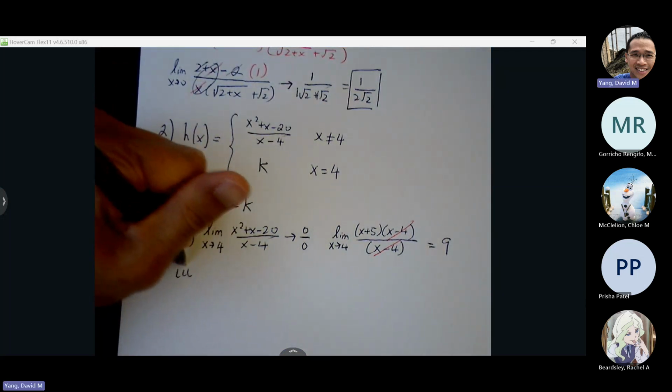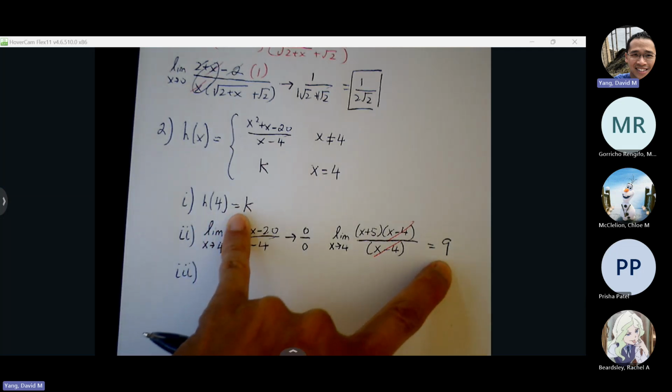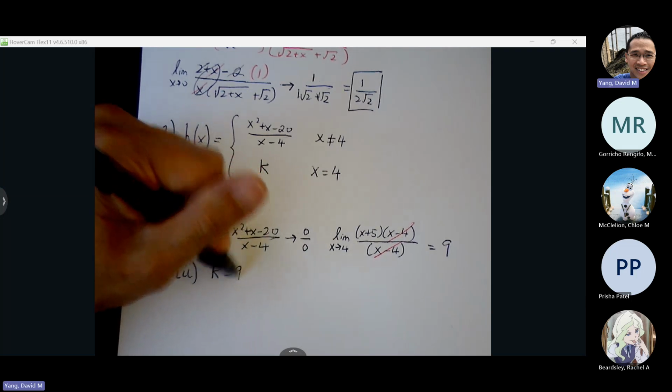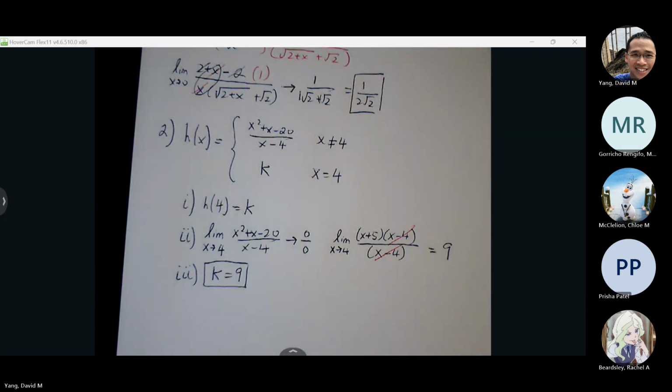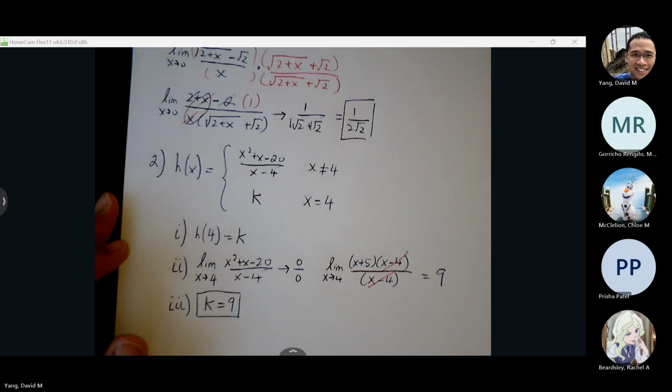Okay, so we keep going. We haven't solved for k yet, but now we're about to, because we're looking back at our first two conditions and we want everything to pass. So that's going to force us to set k equal to 9. And then we have our answer. Any questions?